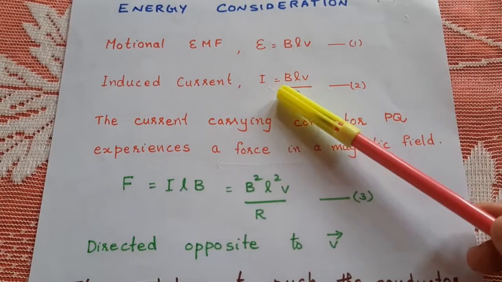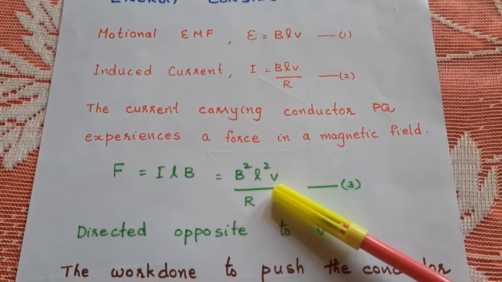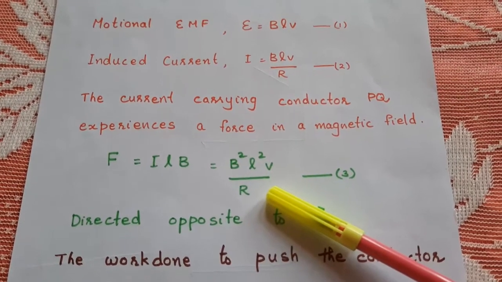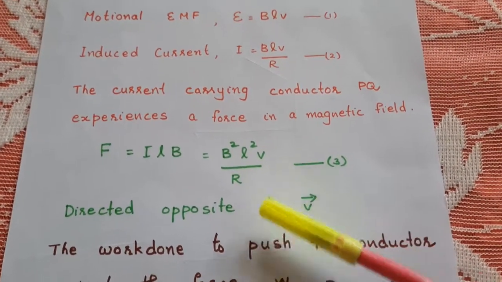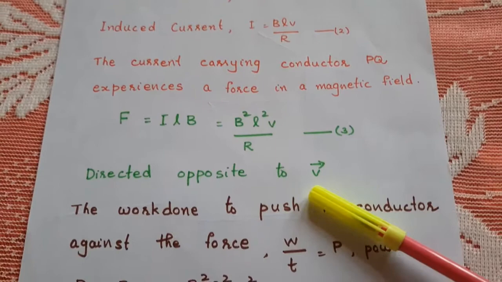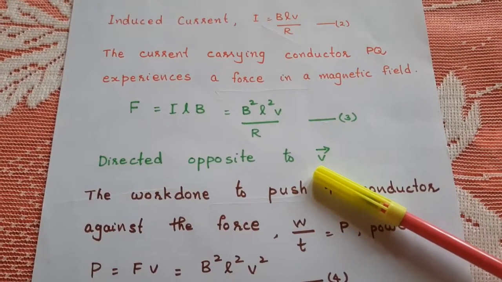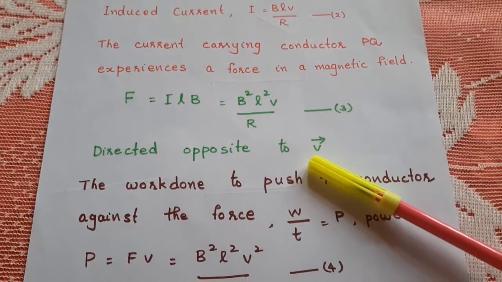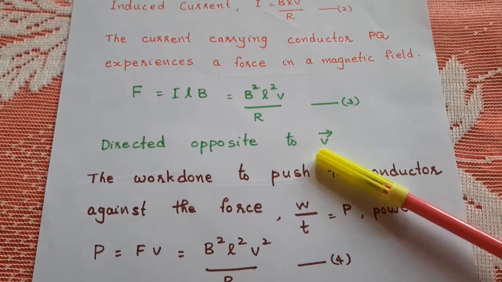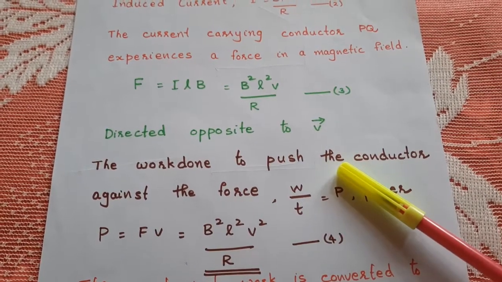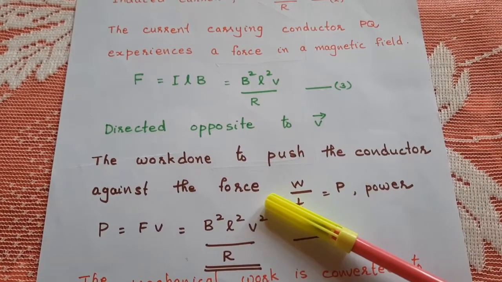On substituting for I, force is equal to B square L square V by R. And this force is directed opposite to the velocity. Its direction is given by Fleming's left-hand rule. So work has to be done to push the conductor against the force.